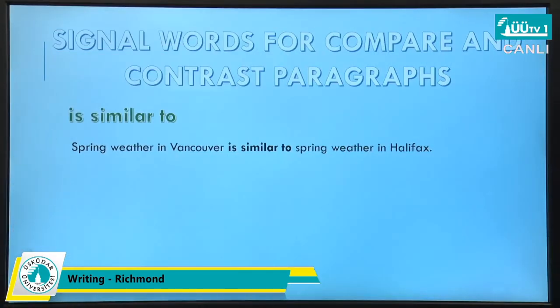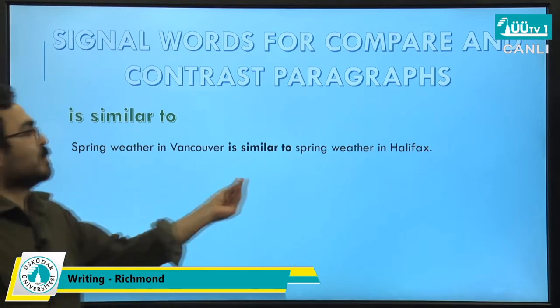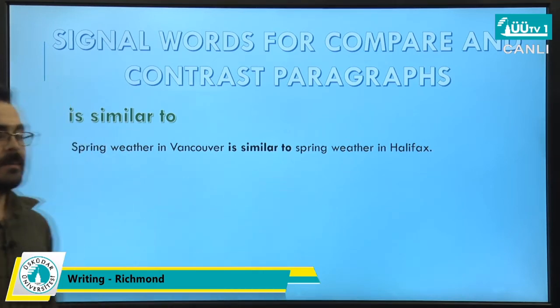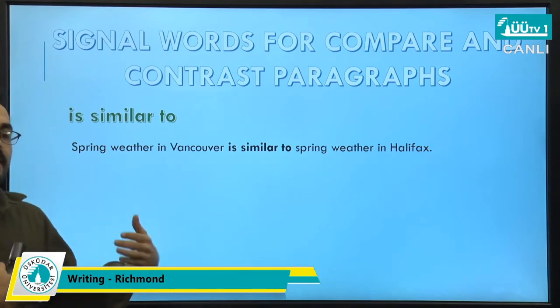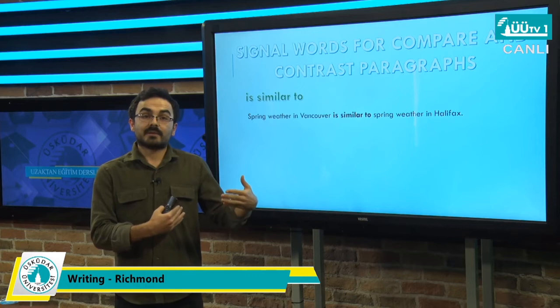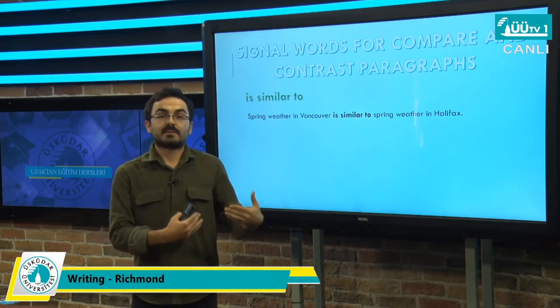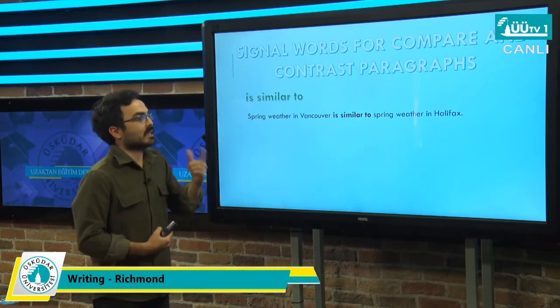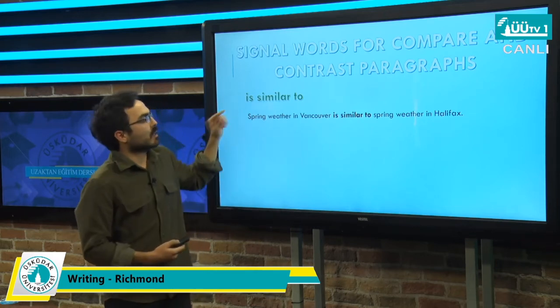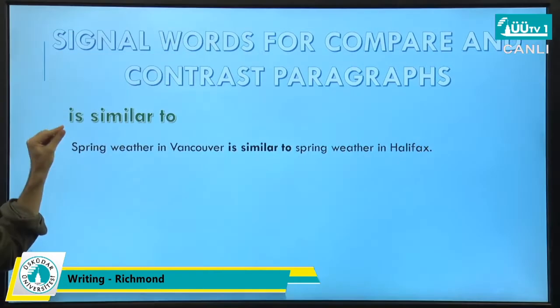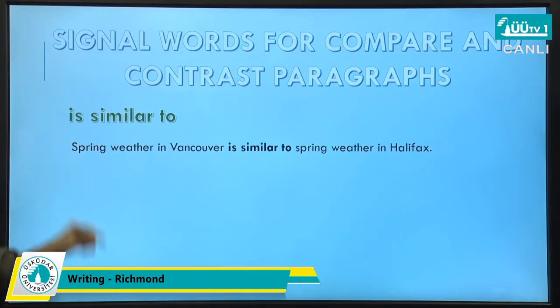"Is similar to." Let's talk about this. Spring weather in Vancouver is similar to spring weather in Halifax, right? "Is similar to." What we are talking about here is resemblance, okay? Resemblance, similarities. Good, "is similar to." We can use this. And by the way, please notice, I am using the color green for resemblances, similarities, and I'm using the color red for differences, okay?